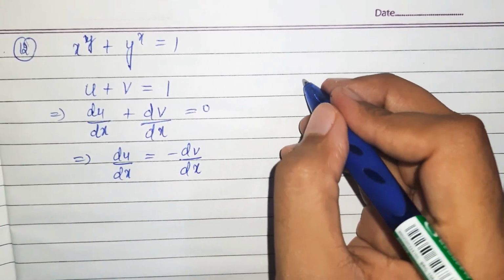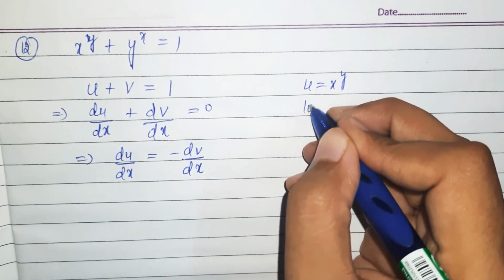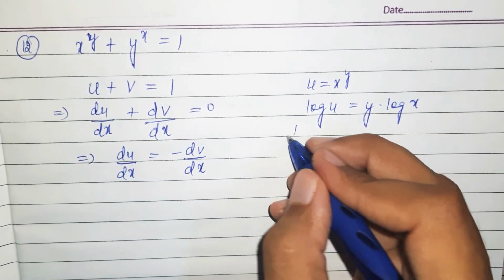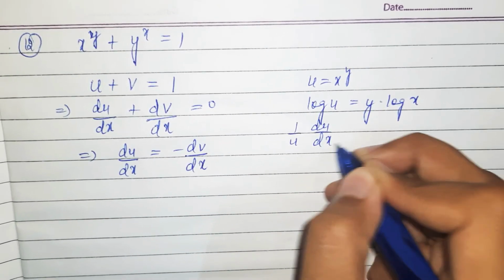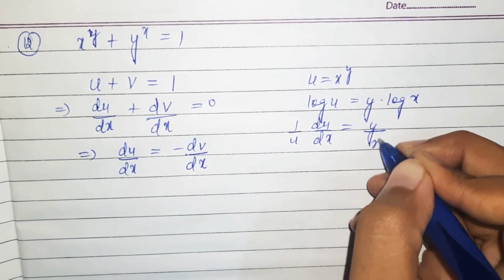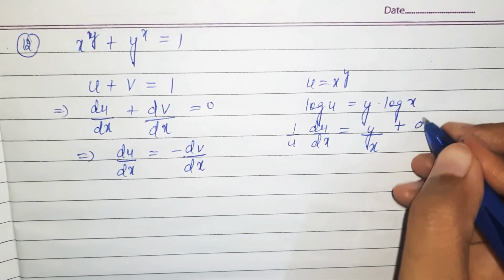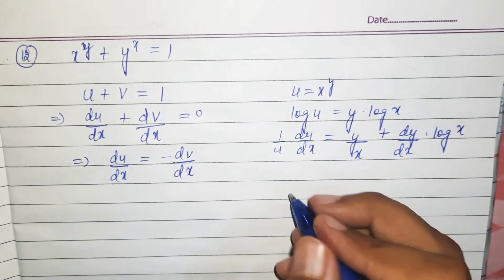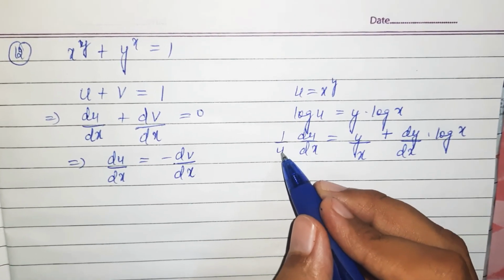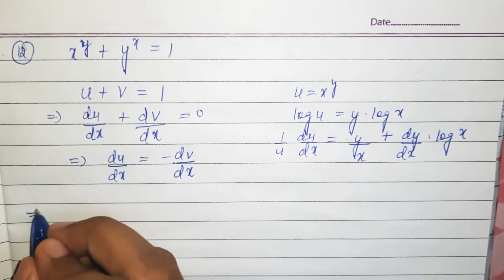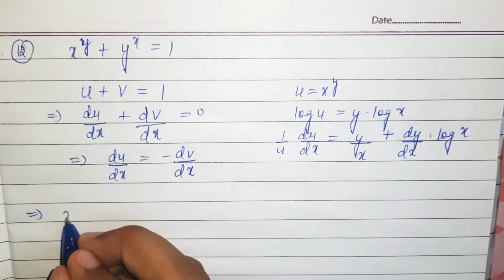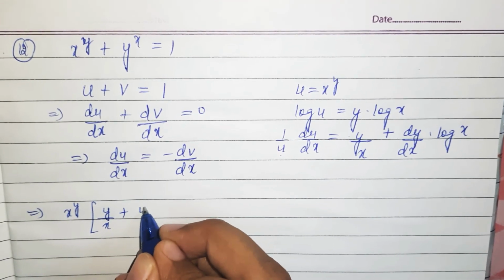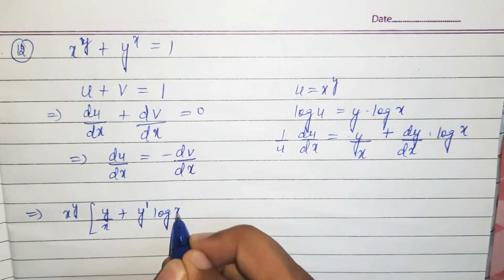Now come to the u function. The u function is x raised to the power y. So log u equals y log x. So what am I getting? 1 upon u du by dx, and this is y times the same 1 upon x, plus y dash, that is dy by dx, into log x. So basically the value of du by dx: whenever I take u here, u is x raised to the power y, and I am getting y upon x plus, right now, dy by dx I am writing as y dash. So it's better to calculate.